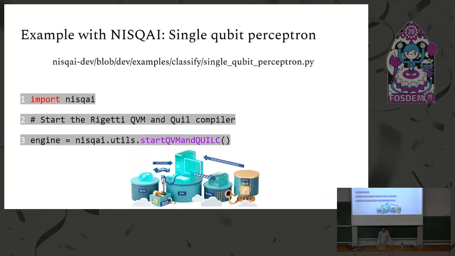So this is one example that we have. Here's the link if you want to look at it on the GitHub, and I'll just walk through the code briefly. So the first thing we do is import and then start what we call an engine. An engine is sort of a connection to Rigetti's QVM and Quil compiler, which you need to run locally on your computer. And this image down here is a graphic that Rigetti has made to show these things. You need to do this locally, and this is nice because you can do it within your script. You don't have to start another terminal.